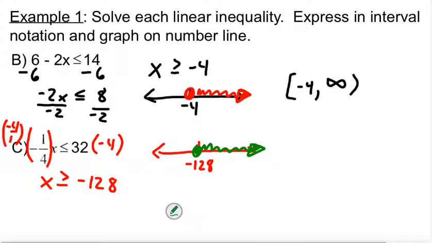So then my next step is to write that inequality in interval notation. It's starting there at negative 128, and then we shaded it to the right, so that's infinity. So make sure it's in that order. It's including negative 128, so we put a bracket around that. It's getting larger and larger through infinity, so infinity always has a parenthesis with it.